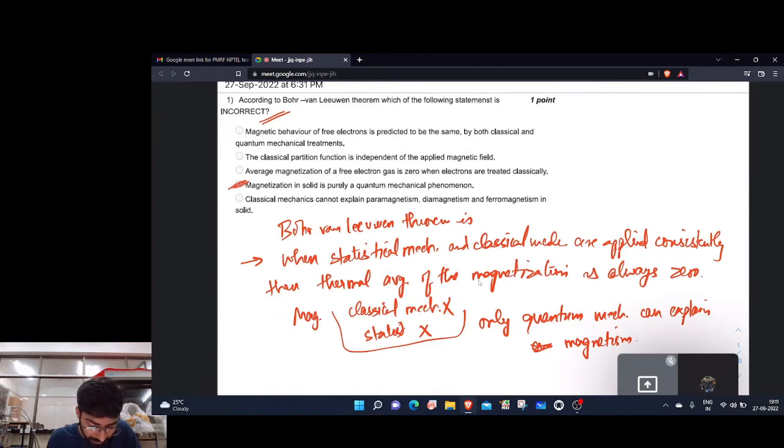Magnetization is a quantum mechanical phenomenon: it's correct. Classical mechanics cannot explain paramagnetism, which is also correct. The average of magnetization is zero when electrons are treated classically. That is also correct. The classical partition function is independent of the applied magnetic field. Yes. Magnetic behavior of free electrons is predicted to be the same? No, because classical mechanics cannot explain the magnetic phenomena. So the correct option for question 1 is A.